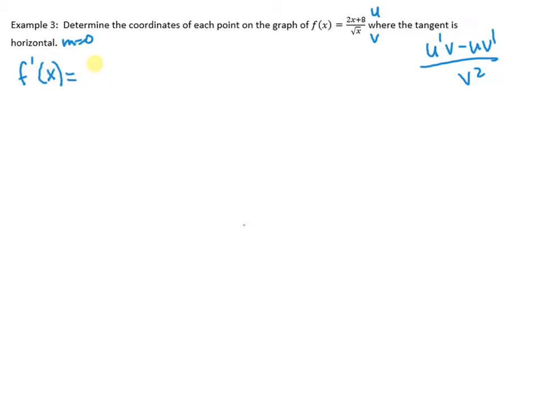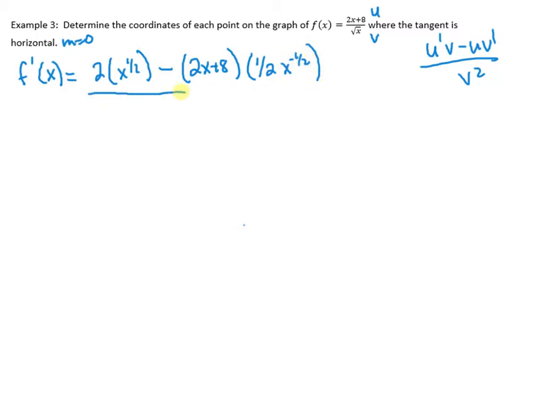Okay, derivative of the first is 2 times the second as it is. So let's put x to the 1/2, minus the first thing as it is, so 2x plus 8, times the derivative of the second. That's 1/2 x to the negative 1/2. And that's all over x to the 1/2 squared.